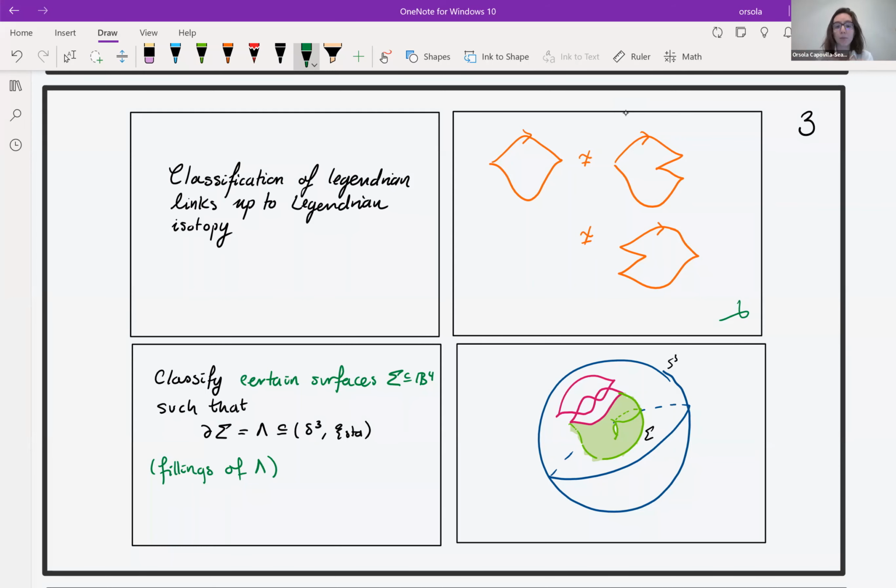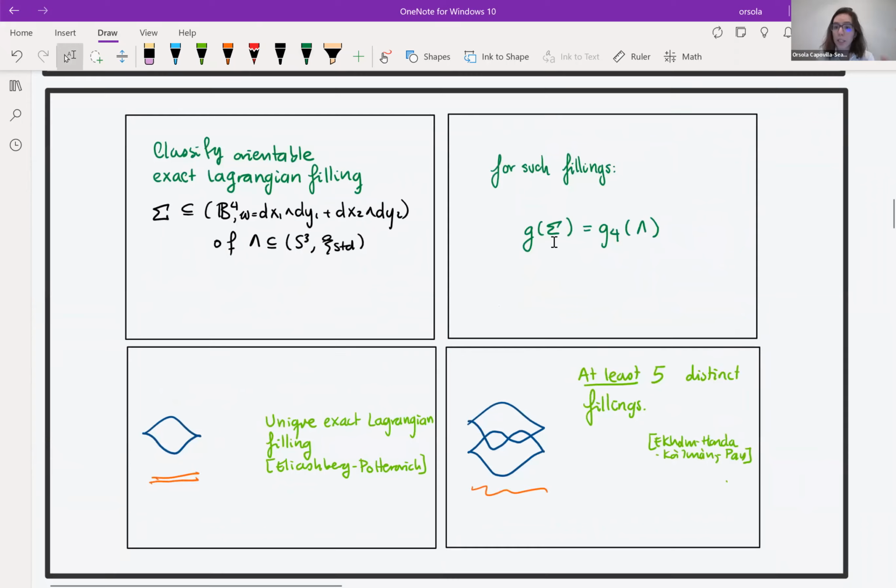You can also classify certain surfaces in the 4-ball whose boundary is your link or knot in the 3-sphere, which is the boundary of the 4-ball. And here you can see a cartoon of this for the trefoil with a genus 1 surface that bounds it, and we call these surfaces fillings of the knots or links. When I say certain, I mean orientable, exact, and Lagrangian, where I'm working with a standard symplectic structure on the 4-ball. And we want to study these fillings because they're topologically rigid.